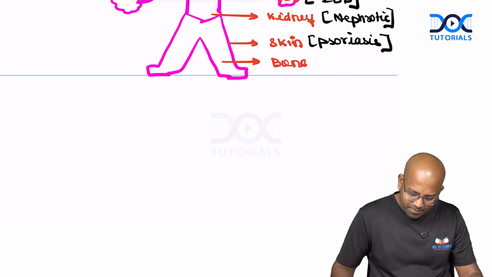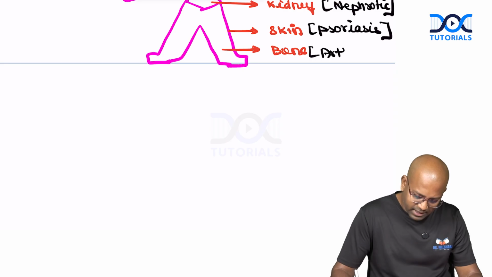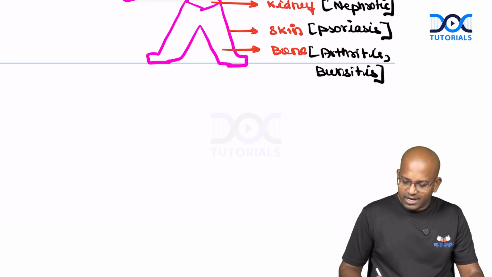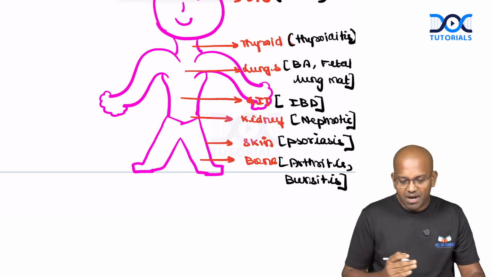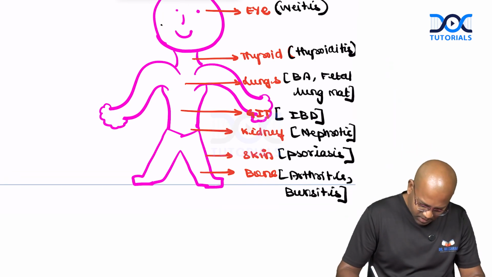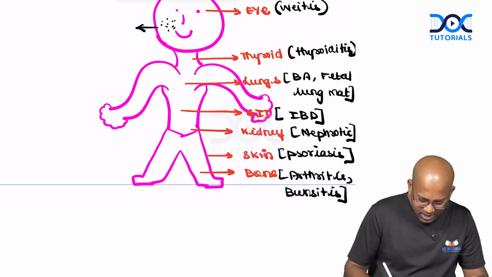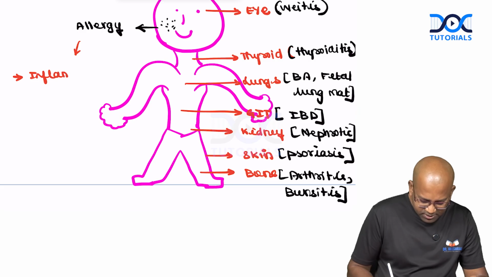In bone, it can be used for arthritis and bursitis. All the inflammations from the top till the bottom, we can use it for. Apart from this usual inflammation process, it can be used for certain other conditions like allergic reactions. For allergic reactions, we can use steroids. Apart from these, it can also be used for any types of inflammation.